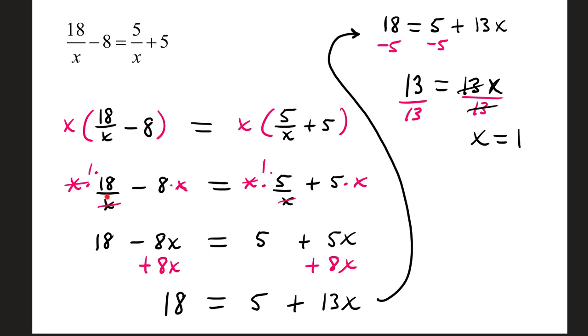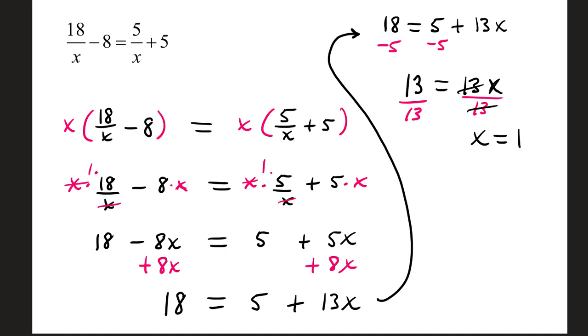x times 18 over x, your x's cancel. 1 times 18 is 18. Minus 8 times x, which is minus 8x. On the right side of the equation, x times 5 over x, your x's cancel. x divides into x once, times 5 is 5, plus 5 times x, that's plus 5x.